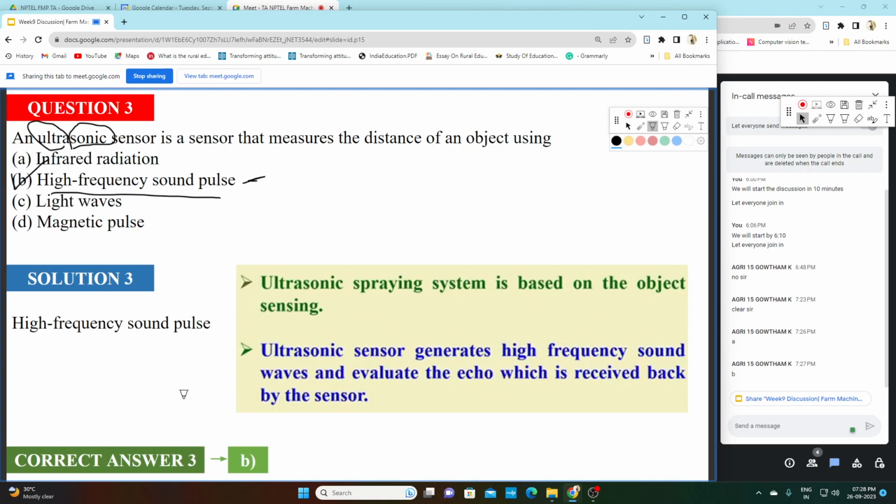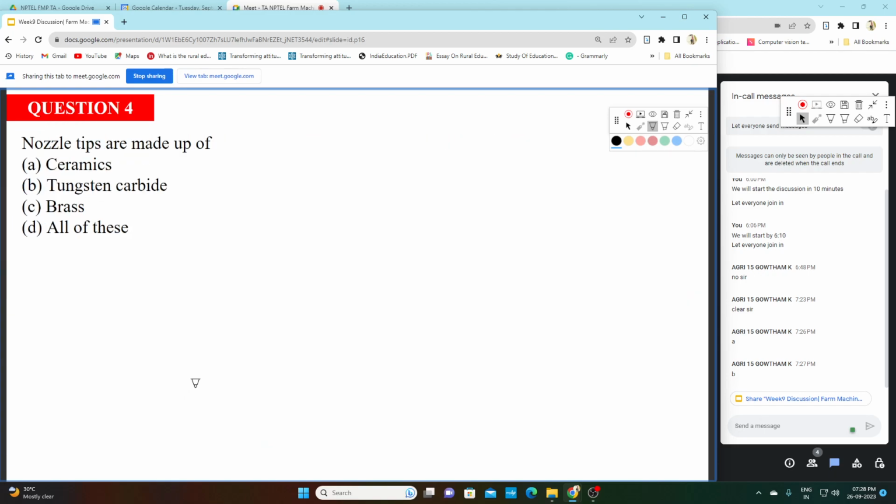Okay, so let me move to the next question. Nozzle tips are made up of, option A is ceramics, option B is tungsten carbide, option C is brass, and option D is all of these. So any guesses for this? Yeah, Gautam is telling C, brass. Yeah, any other guesses?